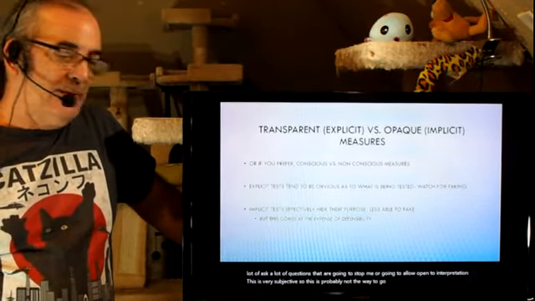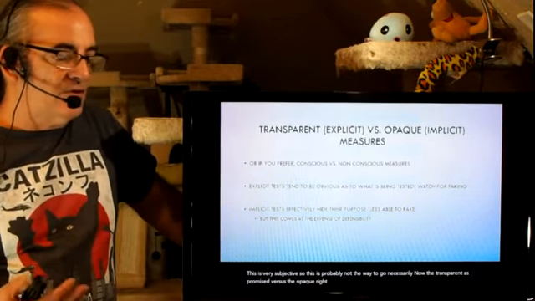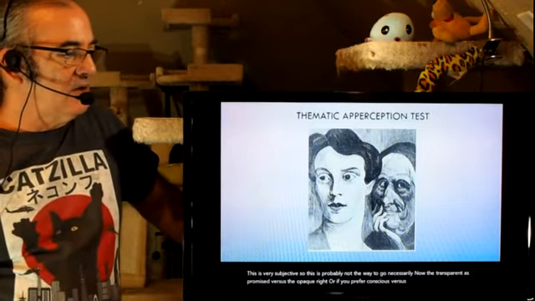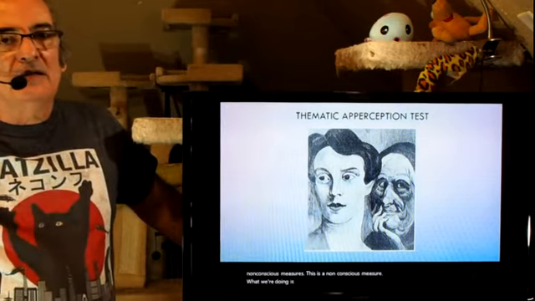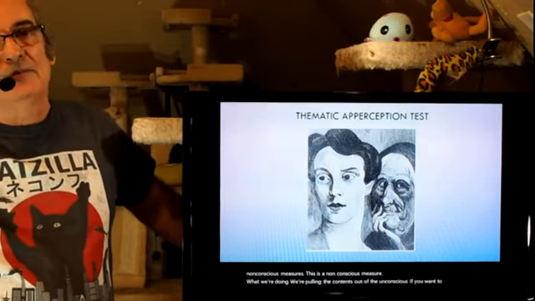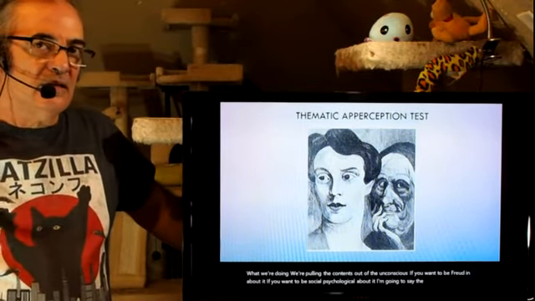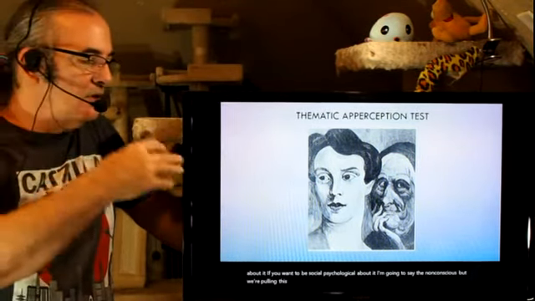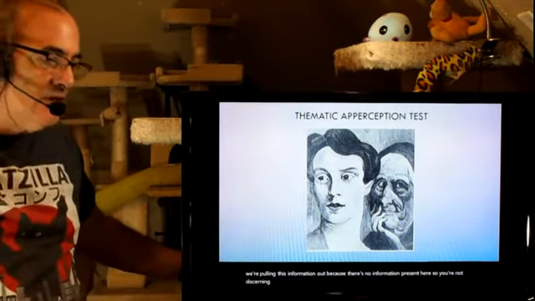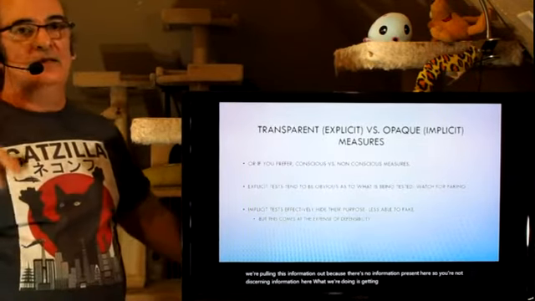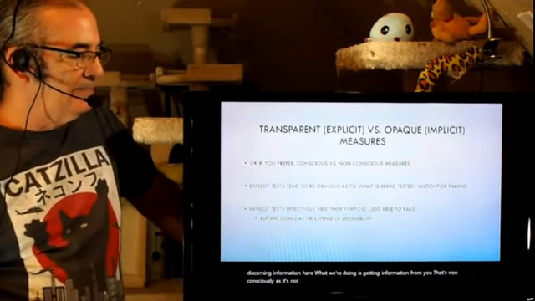Now, the transparent as promised versus the opaque, right? Or if you prefer, conscious versus non-conscious measures. This is a non-conscious measure. What we're doing is we're pulling the contents out of the unconscious. If you want to be Freudian about it. If you want to be social psychological about it, I'm going to say the non-conscious. But we're pulling this information out because there's no information present here. So you're not discerning information here. What we're doing is getting information from you that's non-conscious. It's not necessarily available until you're asked about it.